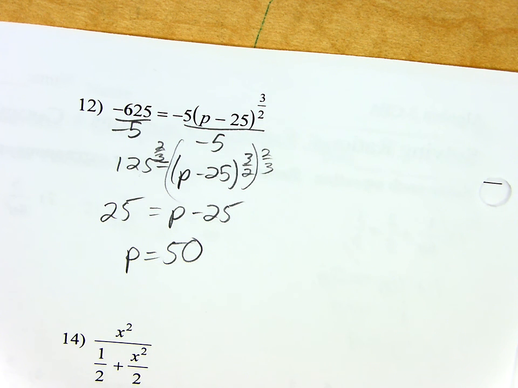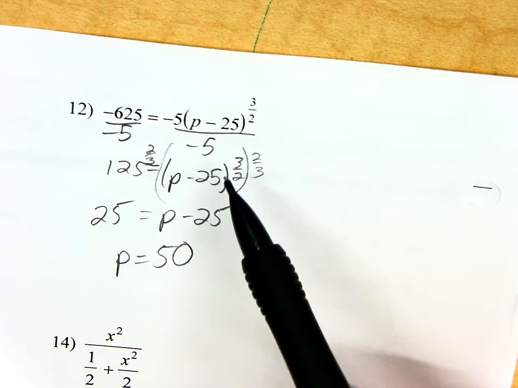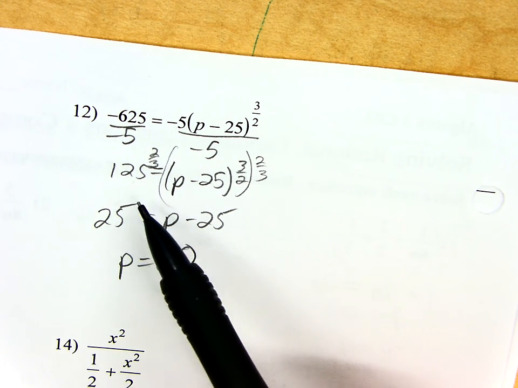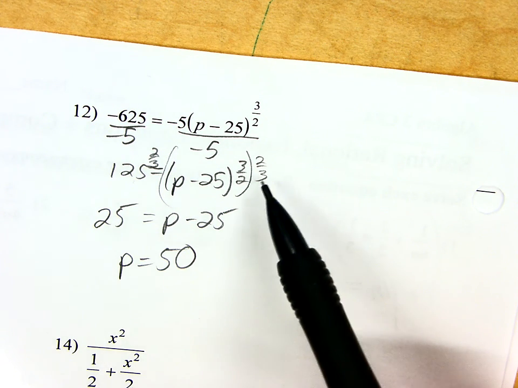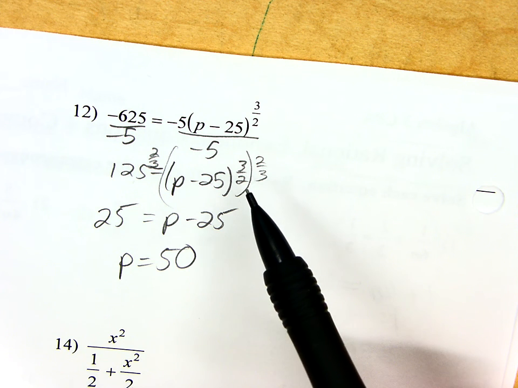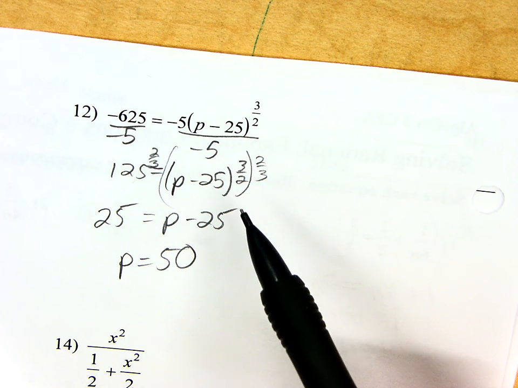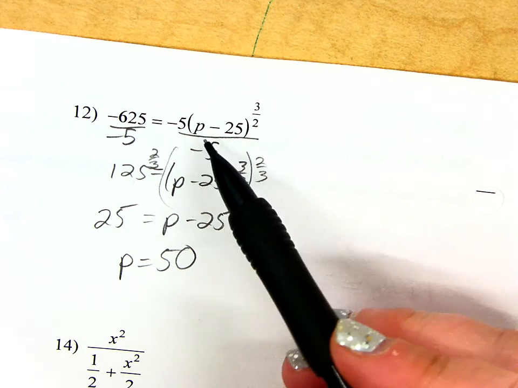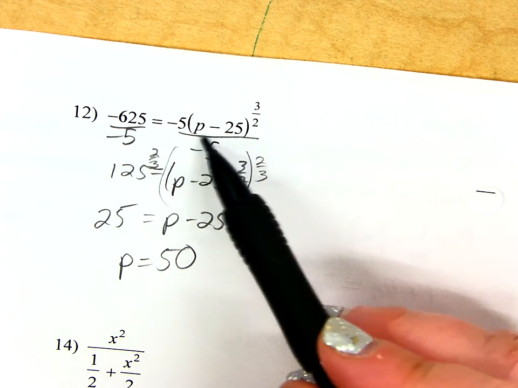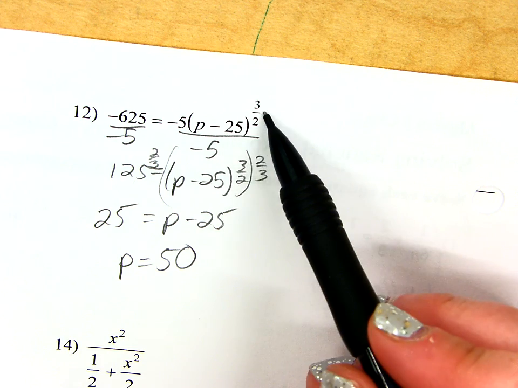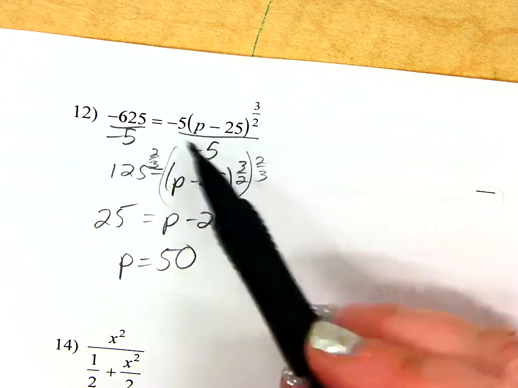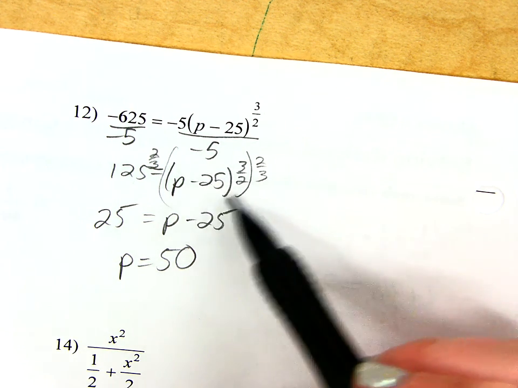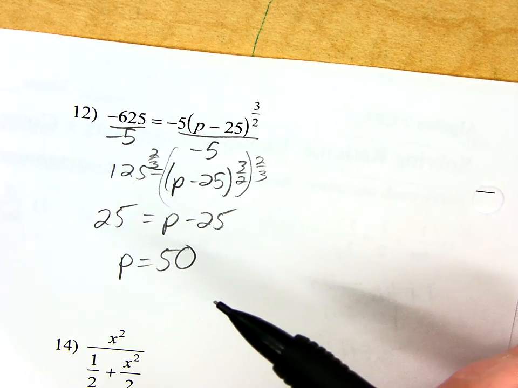What'd you get? All right, so let's go back. Did you divide both sides by -5? And you got 125? And then you raise both sides to the 2/3 power, right? Now keep that in mind: p minus 25 is being raised to the exponent, so that's going to stay there. I'm just going to get rid of that -5, and now I do that reciprocal power.